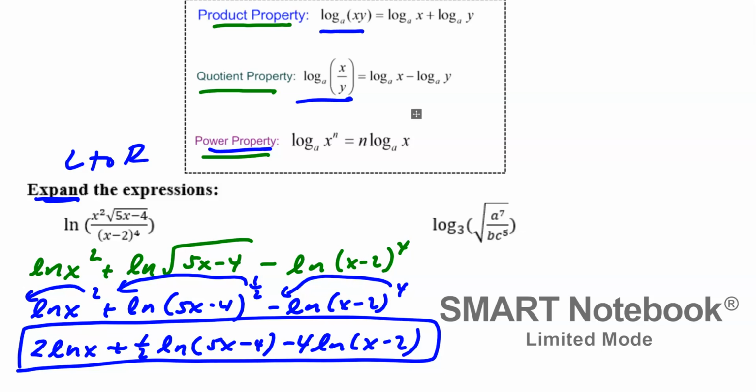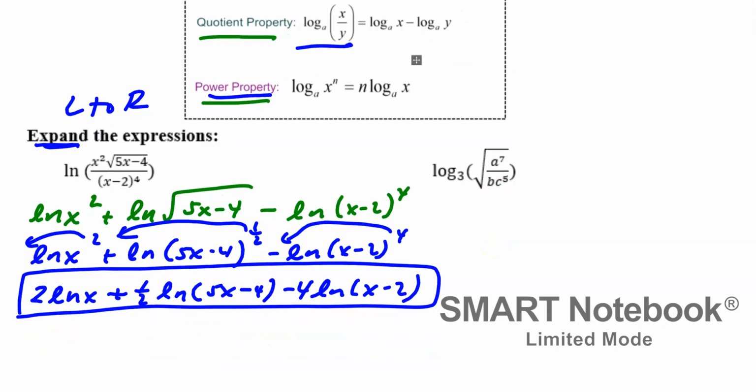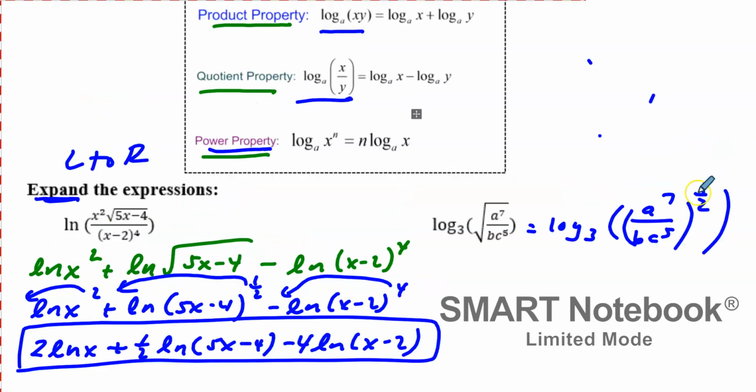Number 3 looks similar in idea, but the reason it's a smidge different is really two things. One, the entire thing has a square root on it, and two, there's two things in the bottom and not just one. So let's break down both of those. My suggestion would be thinking first that this is the same as log base 3 of a to the 7th over b c to the 5th, and all of this is really being raised to the 1/2 power. So what I would do before breaking this up into addition and subtraction is put the exponent down in front.